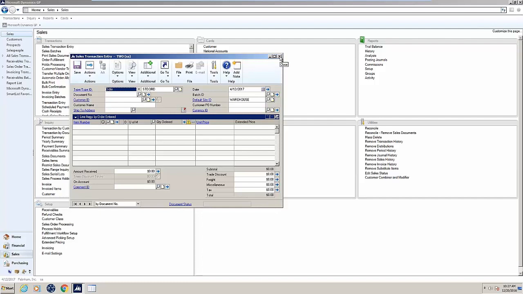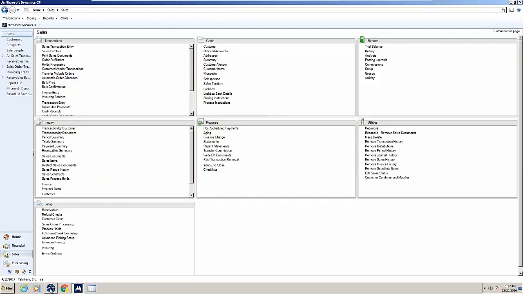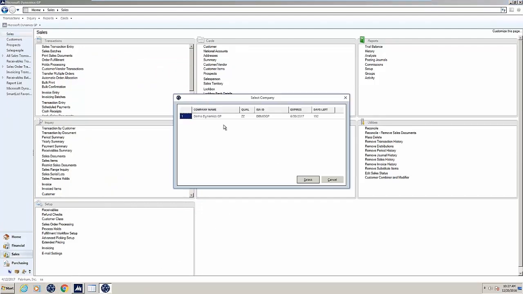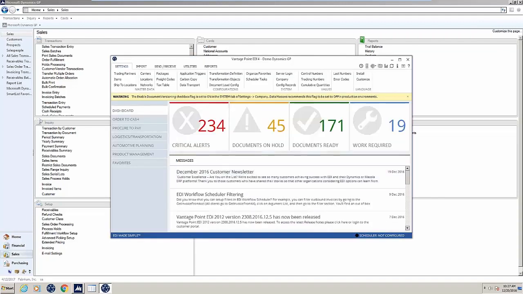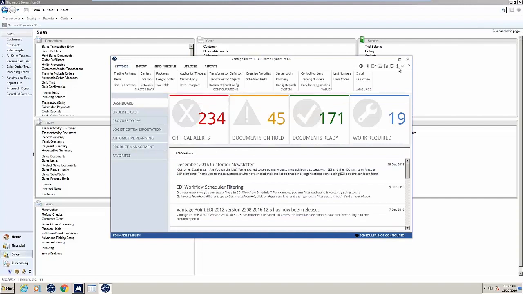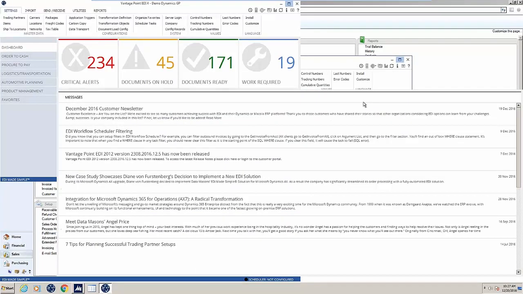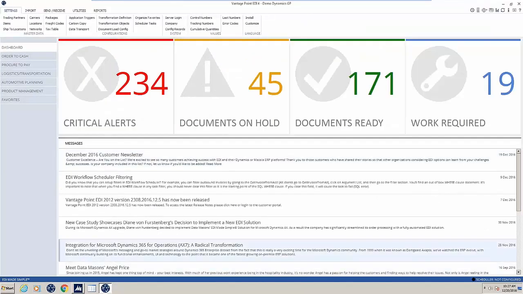Now this would make for a very boring demonstration if I just showed you an order that EDI created. And so let's actually dive a little bit into the solution. What we're going to do is go ahead and log into Vantage Point. Now Vantage Point is an unlimited number of users. It is a role-based system. And so I'm currently logged in as an administrator.